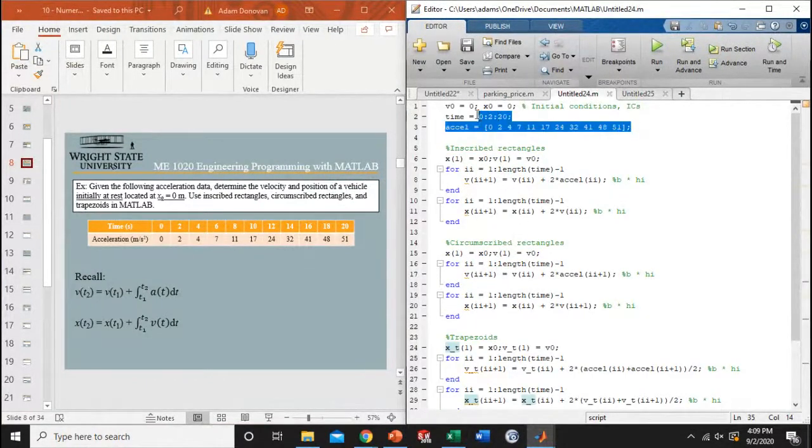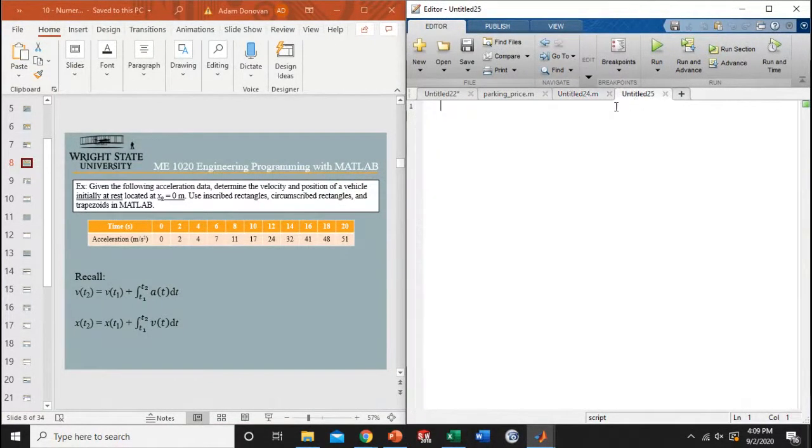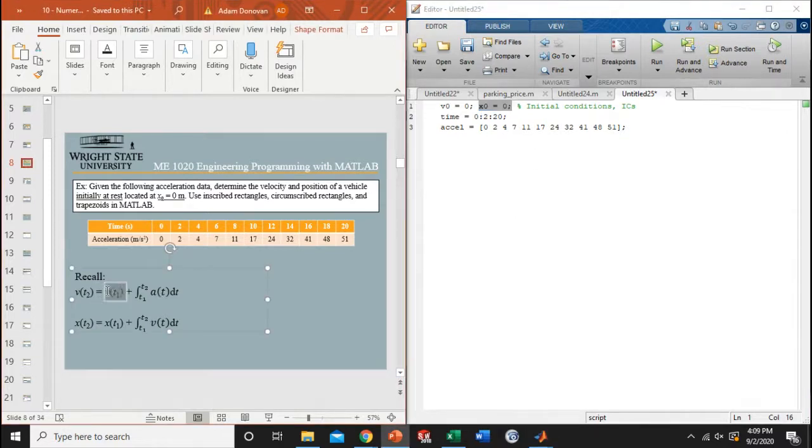Let me grab the data here. I'll type it for you. So I'm setting up the initial velocity equal to 0. The initial position is also equal to 0. Those are important because they'll be used to start this method here. I define my time vector and my acceleration vector. And in this, I can say my base for each of my rectangles and trapezoids is 2 seconds. So that's good to know. That makes my equations a little bit simpler.